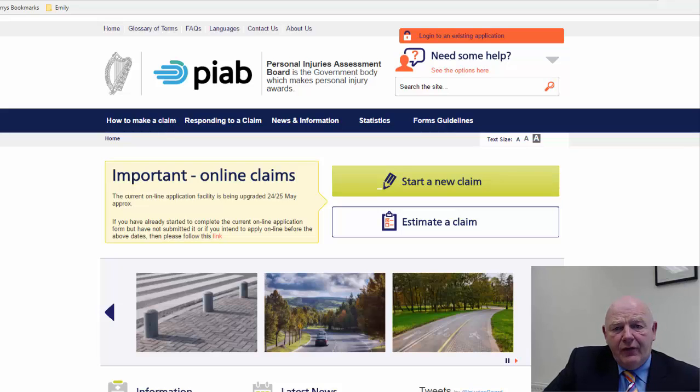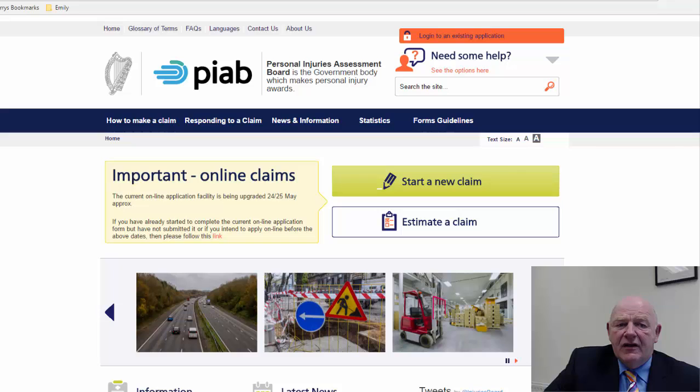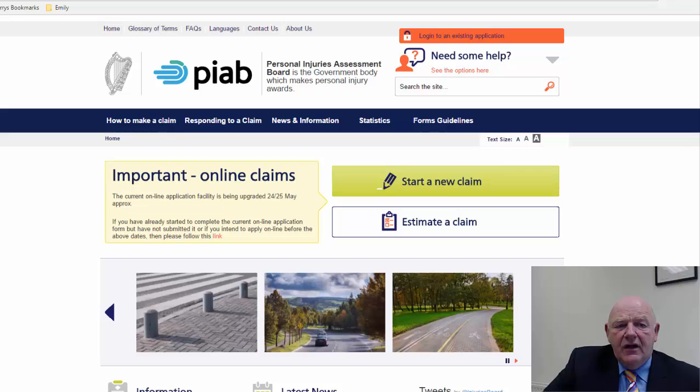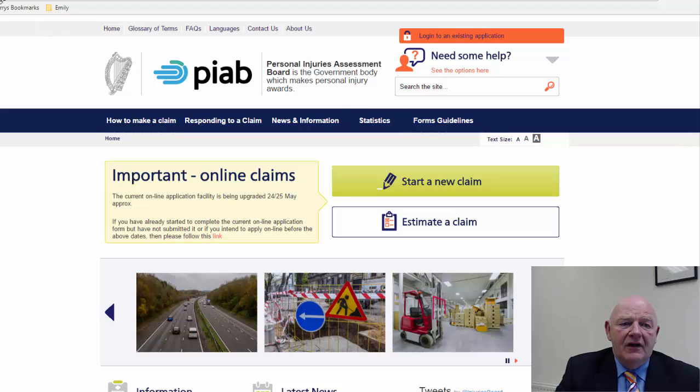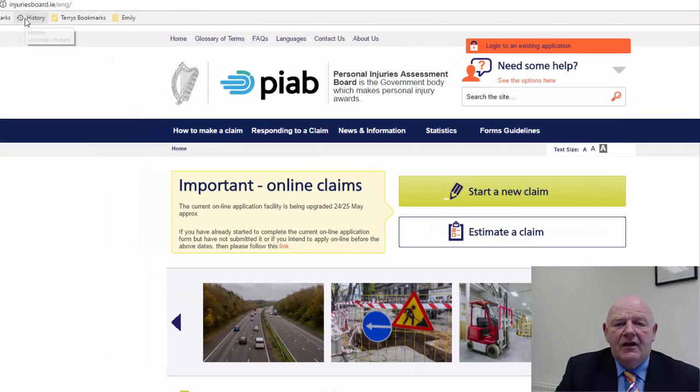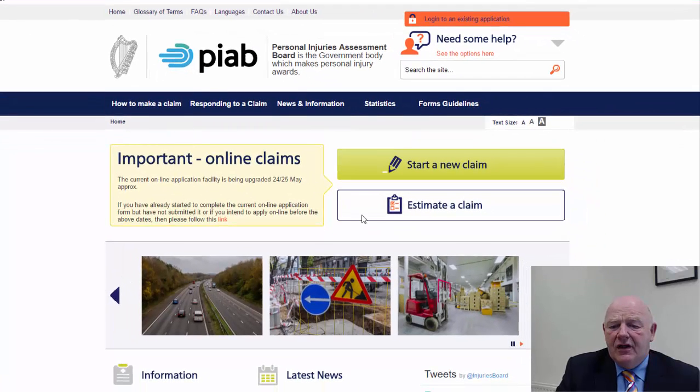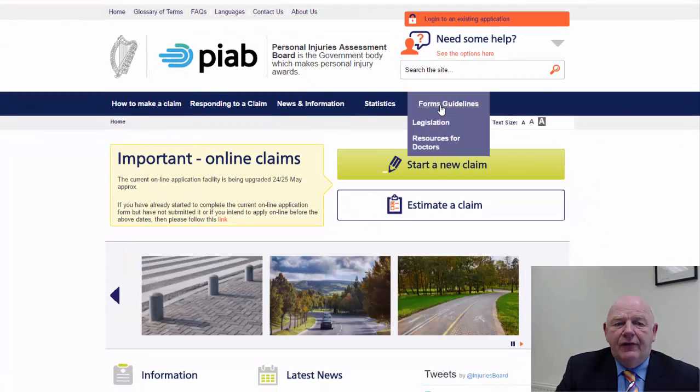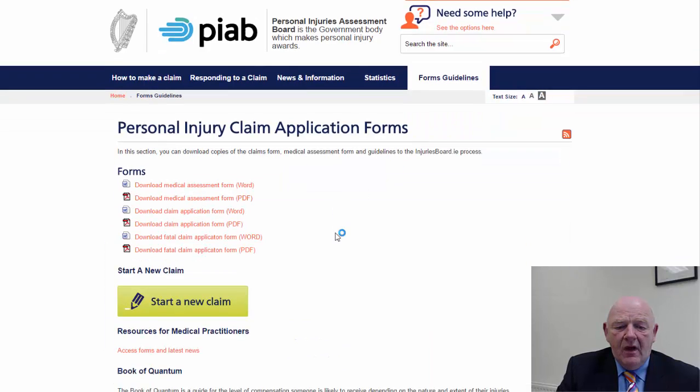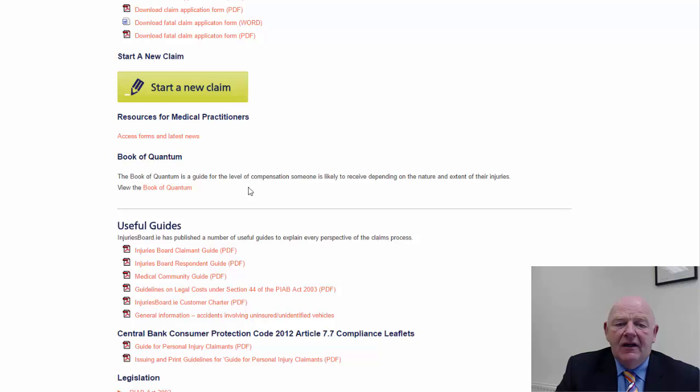Now, there is a starting point for assessing the value or quantum that you're going to be awarded in respect of an injury, and that starting point is the Book of Quantum. So if you go to the Injuries Board website that I'm on now, you'll see injuriesboard.ie up there on the left hand side, and you go down to forms and guidelines, and if you scroll down here you'll see Book of Quantum. The Book of Quantum is a guide for the level of compensation someone is likely to receive depending on the nature and extent of their injuries.